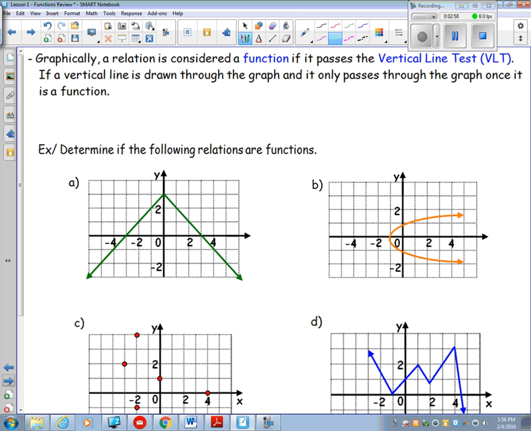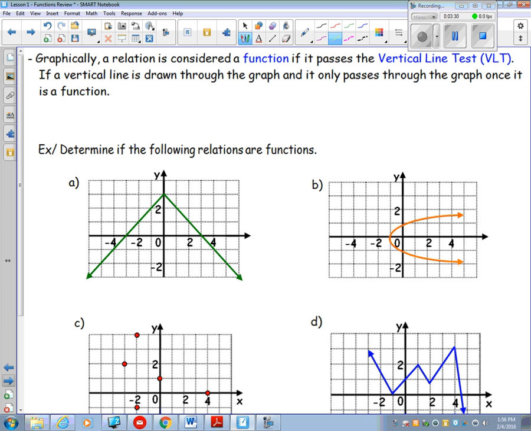Okay. Graphically, we looked at some ordered pairs, we looked at some mapping diagrams. Sometimes you already have the graph made for us. To tell something's a function from a graph, we use the vertical line test. You may have heard of this. If you haven't, this will be something new, but hopefully you have heard of it. If you were to draw a vertical line through your graph, and it only passes through your graph once, that's a function. And what that means is, every time I put in an x value, I only got one y value.